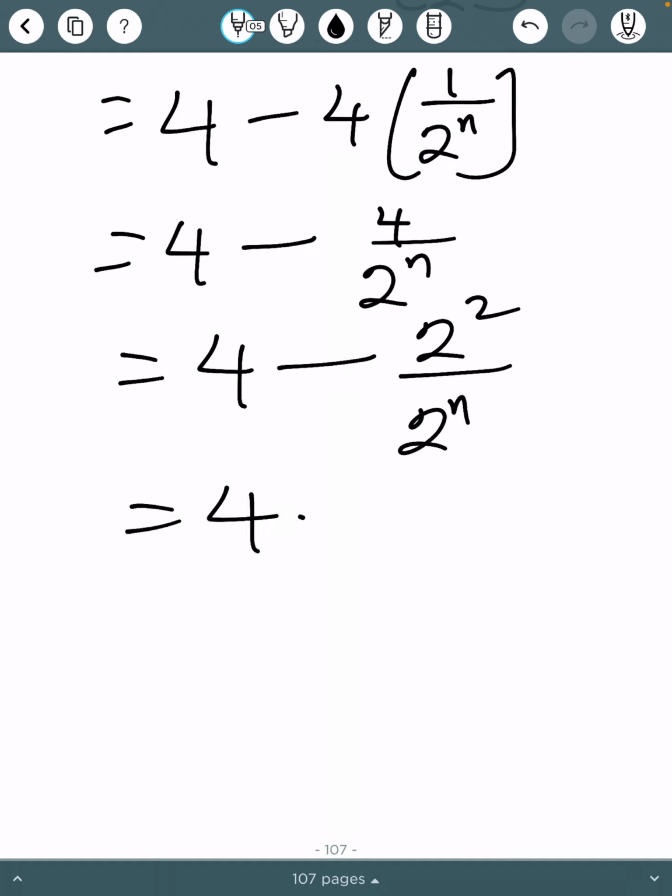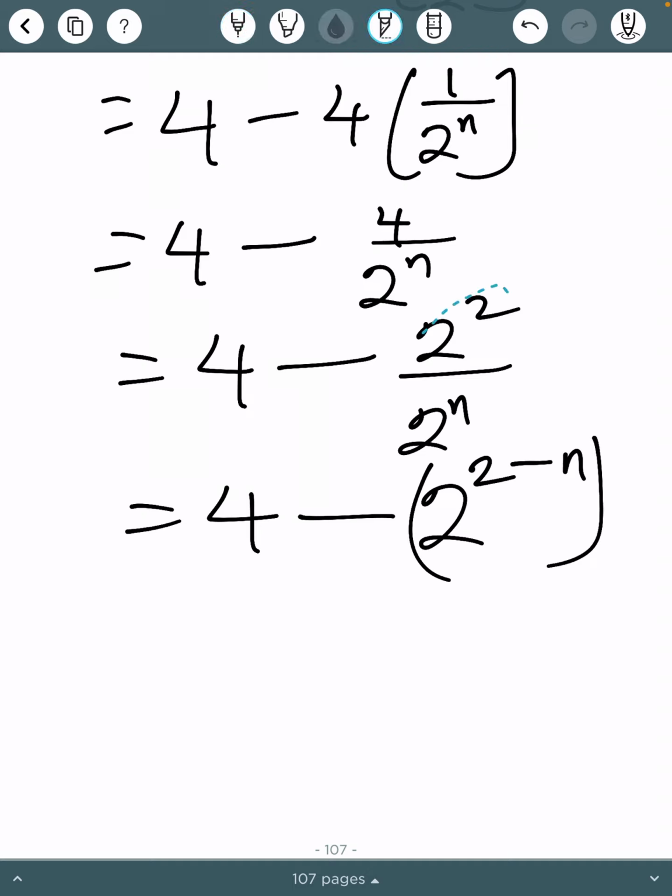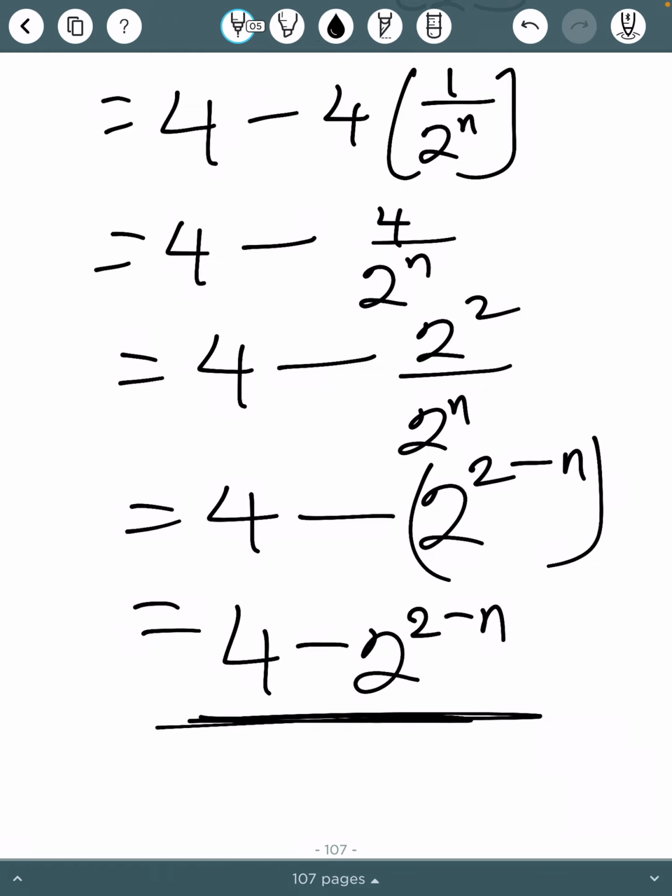Next, I can express this as 2 raised to power 2 minus n. You understand? 2 raised to power 2 divided by 2 raised to power n can be written as 2 raised to power 2 minus n. So my expression becomes this, and my answer will be 4 minus 2 raised to power 2 minus n. That is the sum of n terms of the sequence.